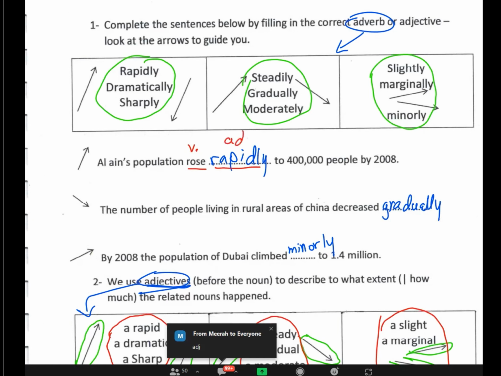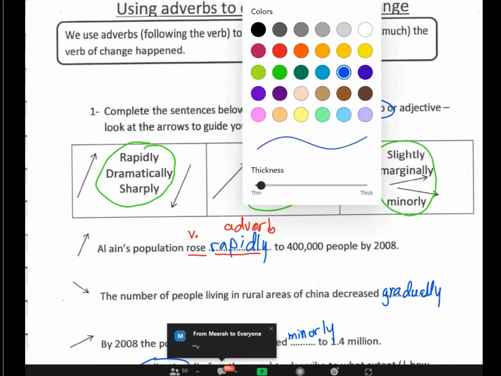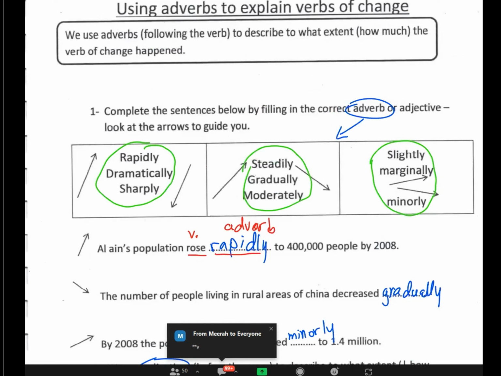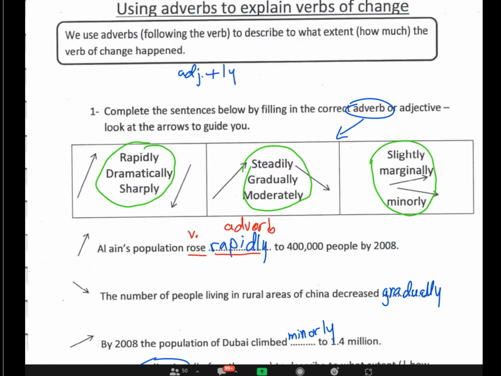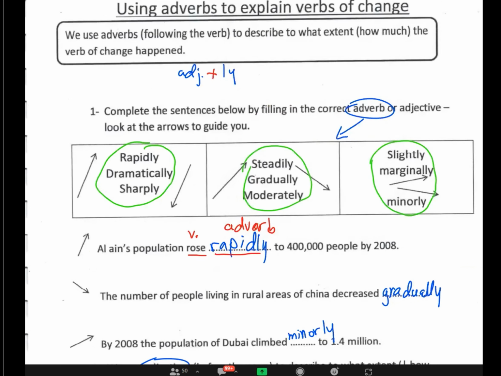It's an adverb. Not an adjective, it's an adverb. What is the adverb? The adverb is an adjective plus ly. See? Adjective plus ly. Let's use another color here to make it clear. Adjective plus ly forms the adverb.